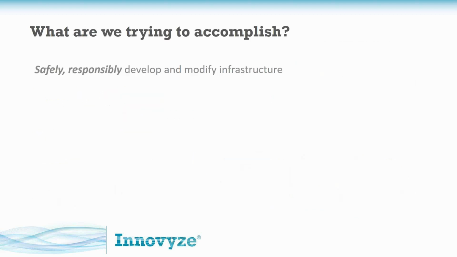So the first piece is what are we trying to accomplish? I like to start these presentations with a general starting point. The idea of all civil engineers, especially all water resources engineers, is safely and responsibly developing and modifying infrastructure. That's what we're all trying to do, right? Whether you are a consultant or a review authority working for a municipality, everyone is trying to do the same thing: safely and responsibly change the world around us.